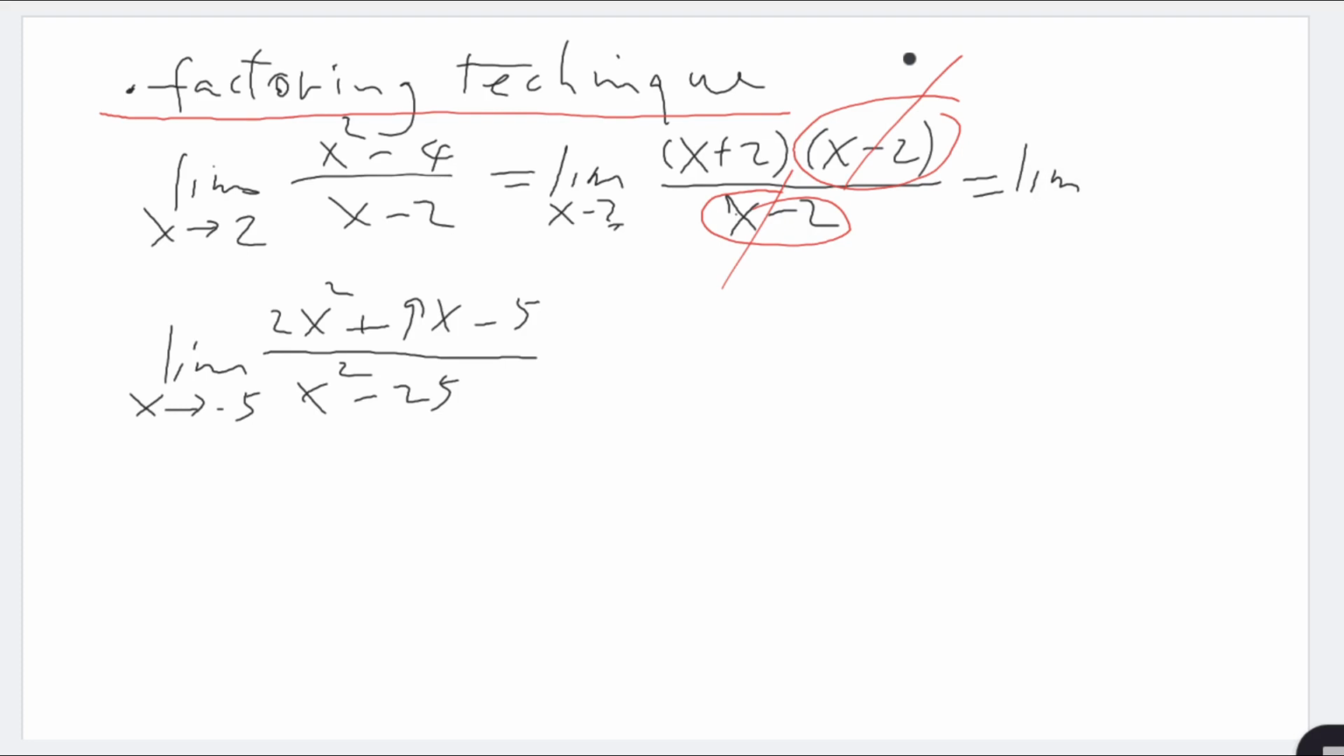The limit becomes just that. Troublemaker is gone. This time we try the direct approach.